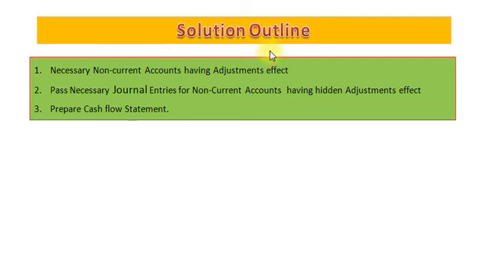Here is the outline of the solution. First of all, we will prepare the necessary non-current accounts having adjustment effects. Then second, we will pass the necessary journal entries for non-current accounts having hidden adjustments. And finally, we will prepare the cash flow statement.